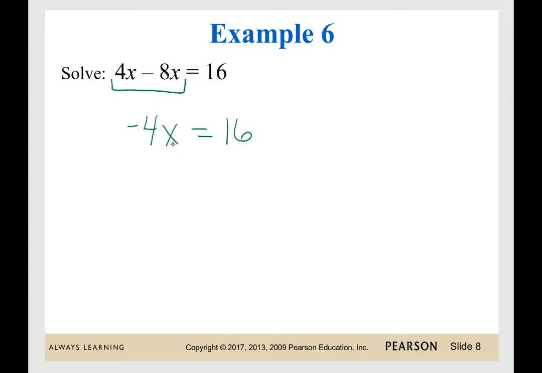And then I see, in order to get the x by itself, I have to divide by that negative 4. So I'm going to divide both sides by negative 4, so I get the x by itself, and 16 divided by 4 is negative 4.